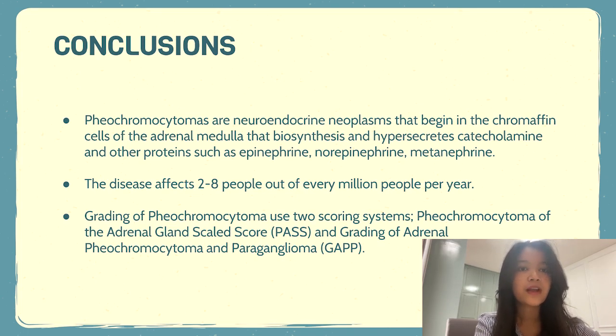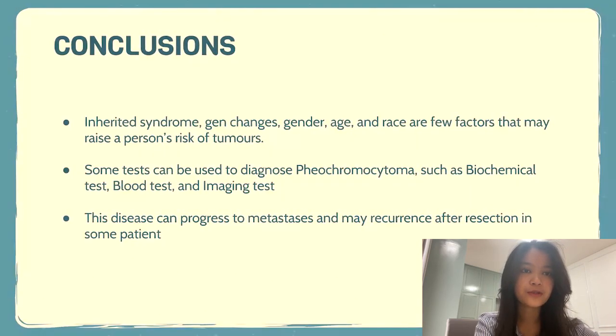Grading of pheochromocytoma uses 2 scoring systems. First, pheochromocytoma of adrenal gland scaled score or PASS, and second, grading of adrenal pheochromocytoma and paraganglioma or GAP. Inherited syndrome, gene changes, gender, age, and race are a few factors that may raise a person's risk of tumor, but the cause of pheochromocytoma remains unknown.